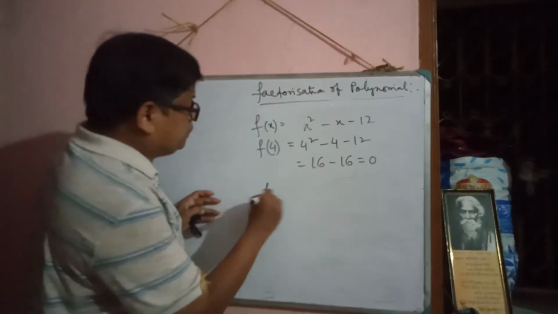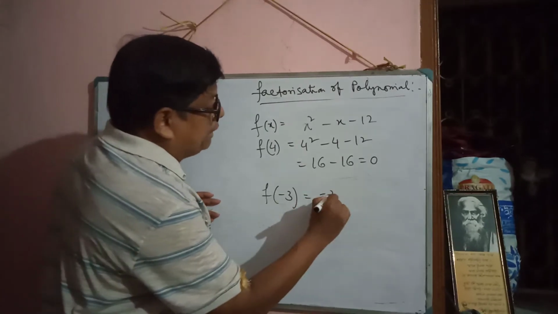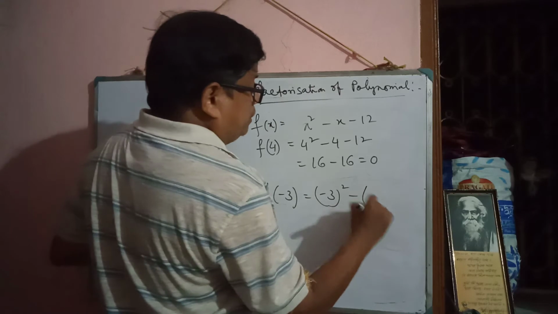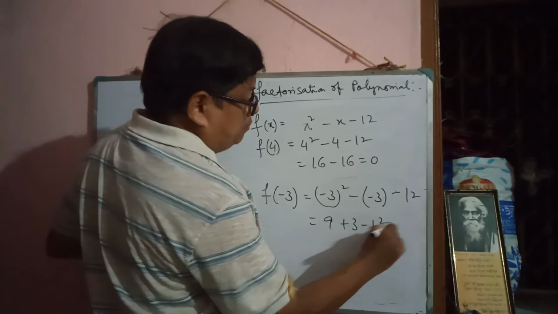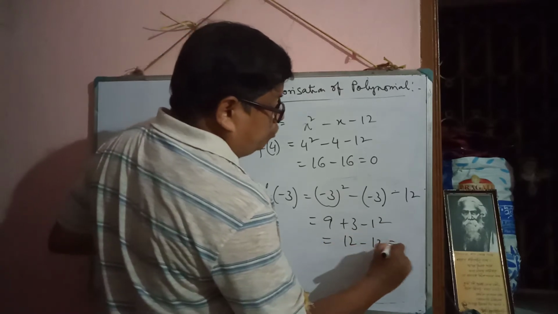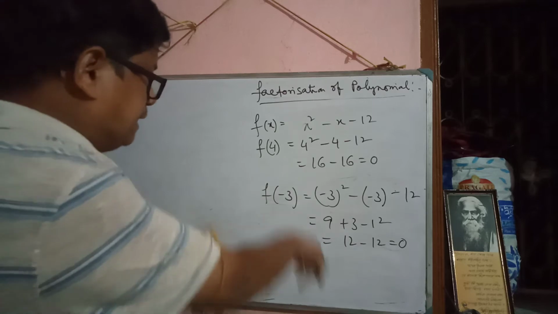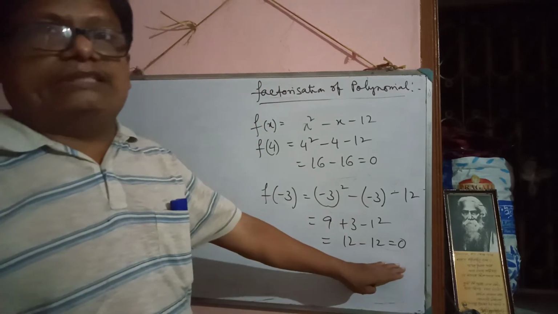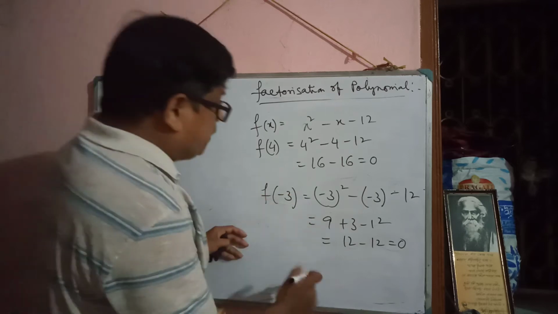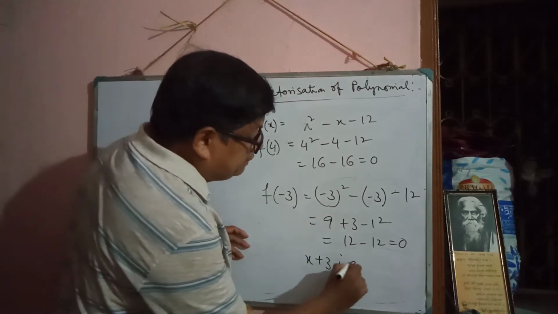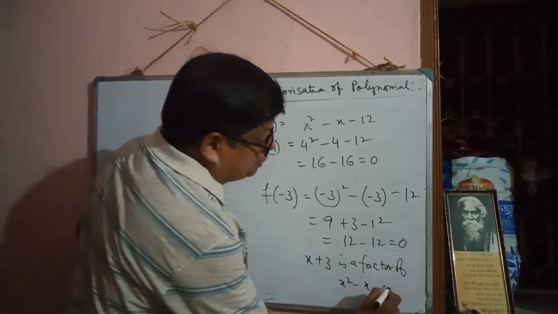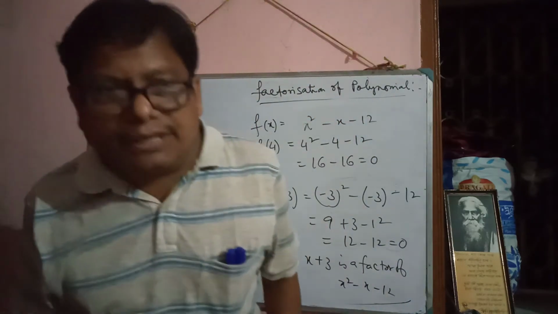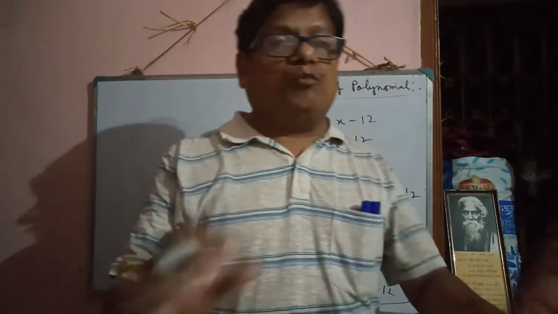Similarly, if you put f of minus 3, it is minus 3 whole square minus (minus 3) minus 12. That is 9 plus 3 minus 12, so 12 minus 12 equals 0. So you can say x plus 3 is a factor of x square minus x minus 12. Now, what is a factor? Factor means product of two or more quantities.